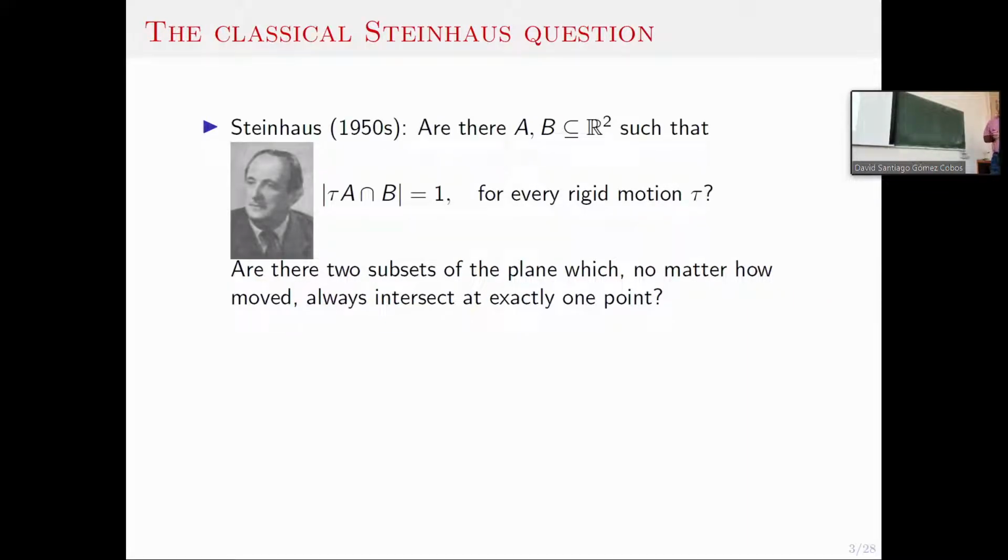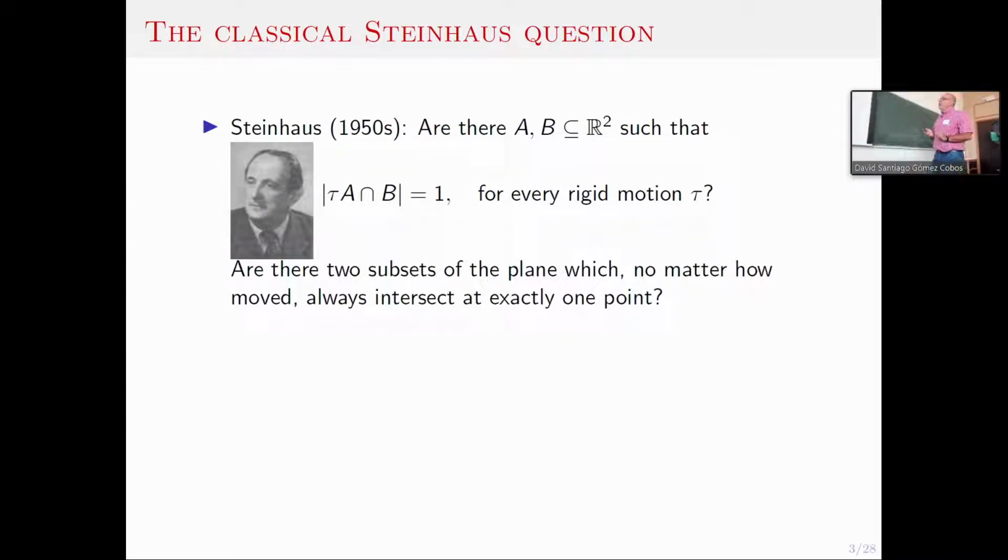Originally the question by Steinhaus was posed like this. Can we find two subsets of the plane such that no matter how I move, by this I mean translation and rotation, no matter how I move the set A, it always intersects the set B at one point? I hold B fixed and I move A around. No matter how I do it, there's exactly one point in common.